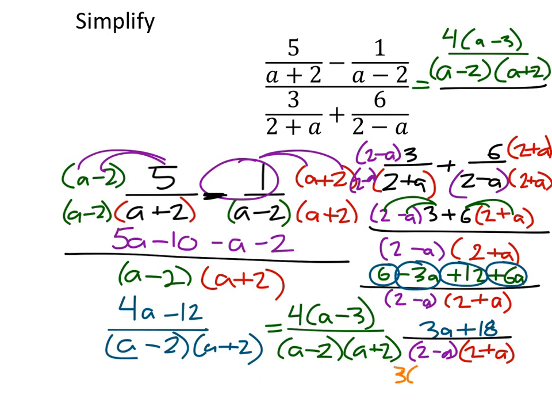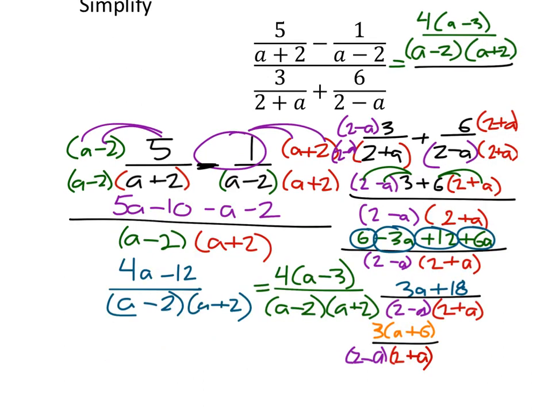3 times a plus 6 over... And now that I have that, that's my denominator from the original expression, right? So we'll write that out. 3 times a plus 6 all over 2 minus a times 2 plus a.